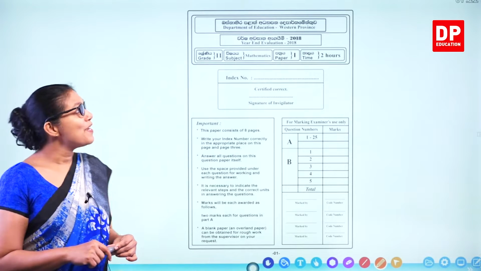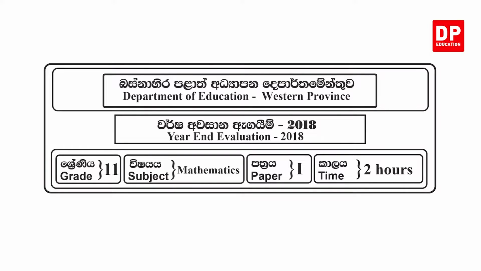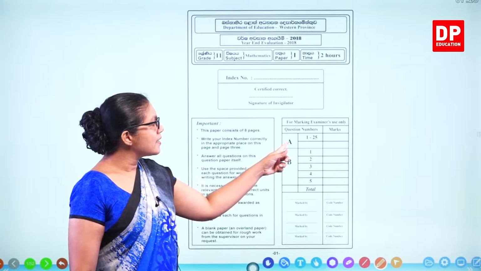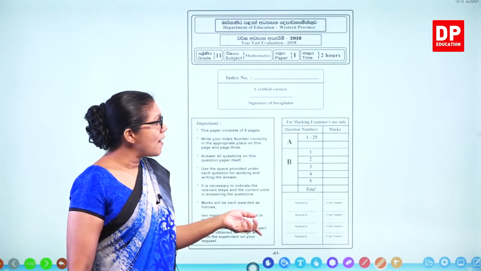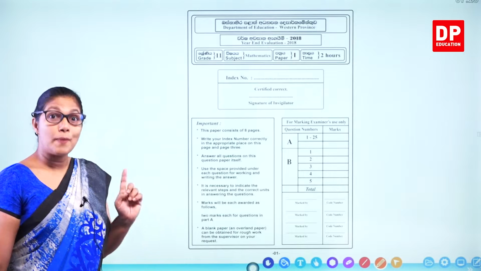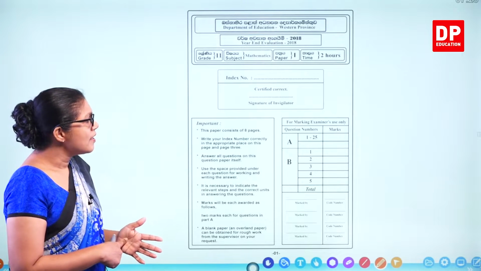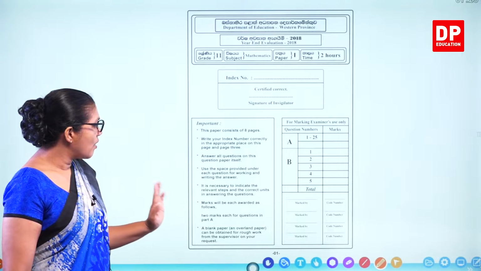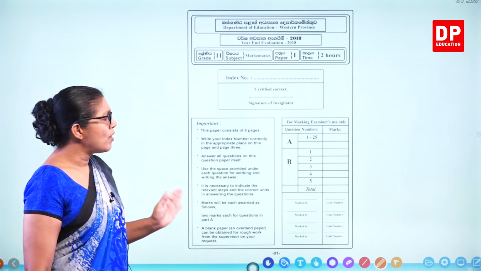Hello students, today I am here to do the Year-End Evaluation 2018 Department of Education Western Province paper. So this is paper 1. You get 2 hours for that and there are 2 parts. In part A, you get 25 questions and in part B you get 5 questions, and spaces are given to answer the question. So you have to write down the answers in the space given. Here you can't select questions, you have to do all questions.